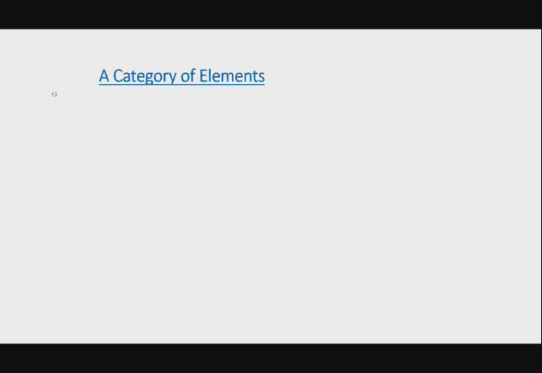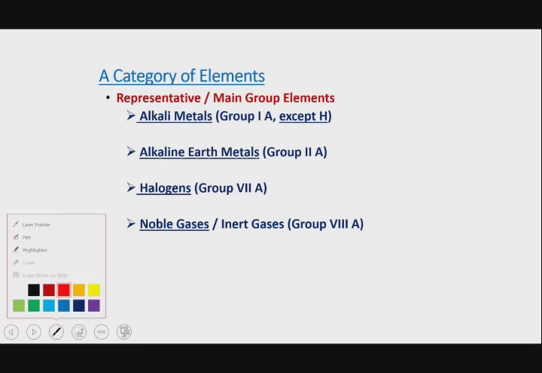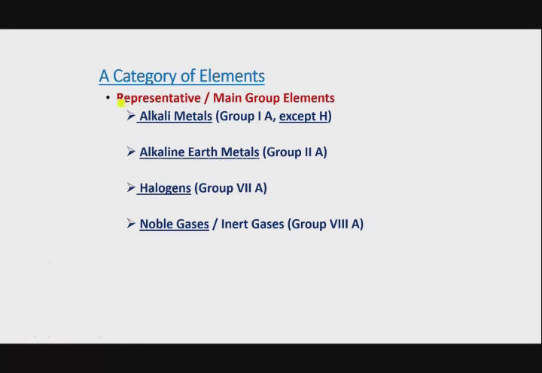Now, within the A category of elements, there are several subgroups, special names for some of those families. The A category of elements are collectively known as the representative elements or the main group elements. All the elements whose group number has a letter A associated with it are either called representative elements or main group elements. Within the representative or the main group elements, there are some families that have special names. Please pay very close attention to these.